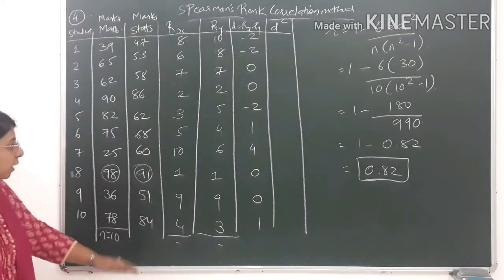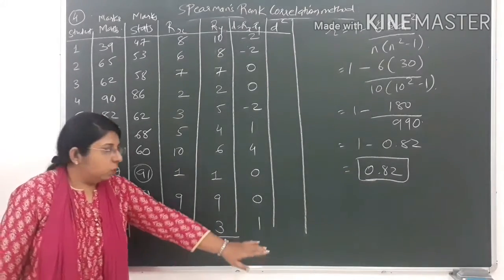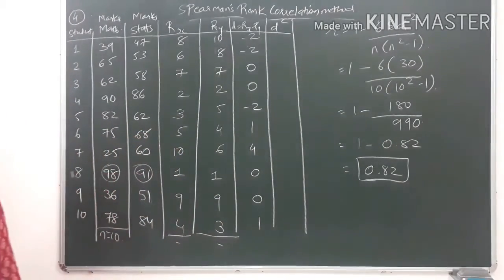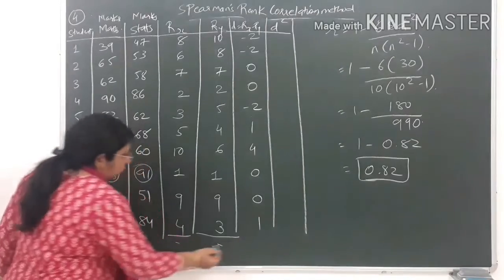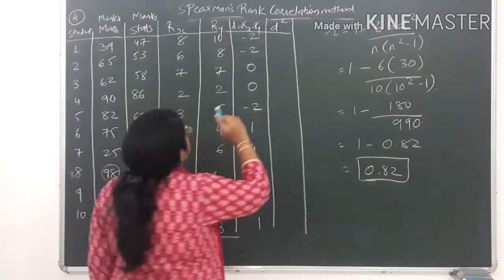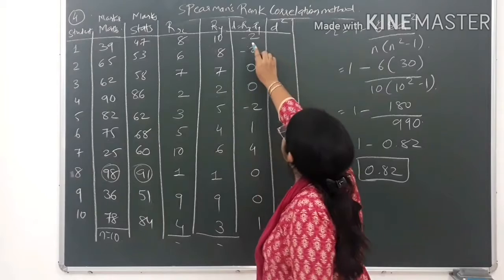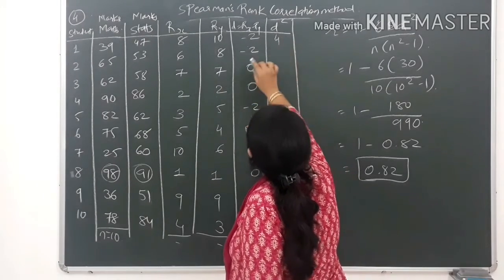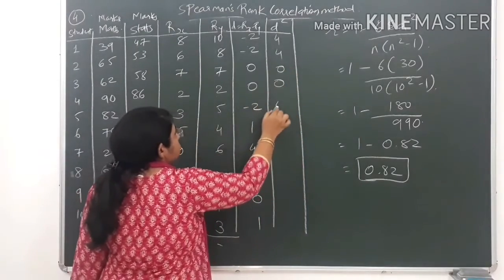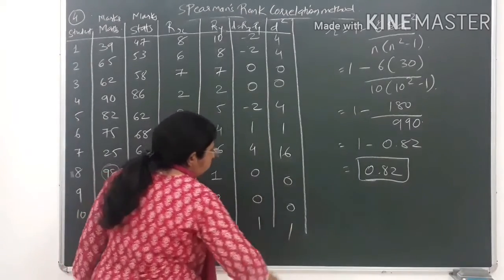You don't need to find the total of the rank of variable x or the rank of variable y or even of d. You only need the total of d square, that is sigma d square. So no need to do the total of other columns other than sigma d square. Now finding the value of d square, d square means d multiplied twice. So minus 2 square will become positive 4, again 4, then 0 will be as it is 0, again 0, 2 square means 4, 1, 4 4s are 16, 0, 0 and 1.